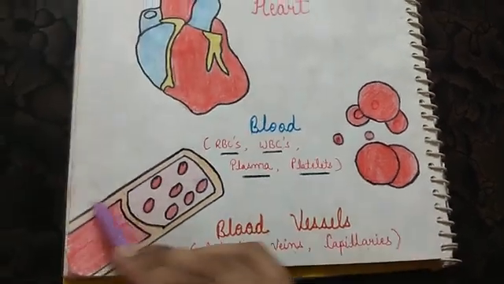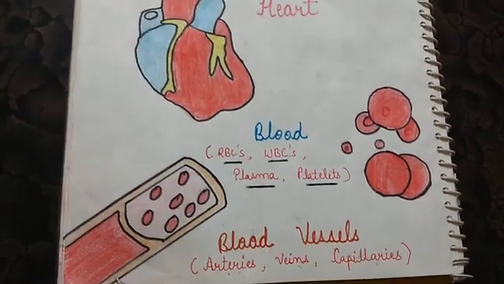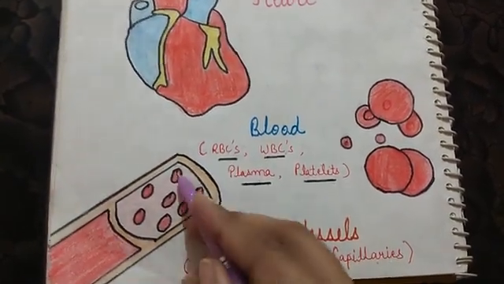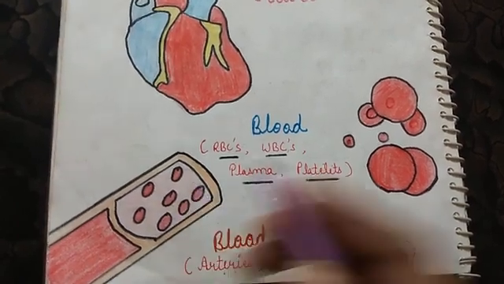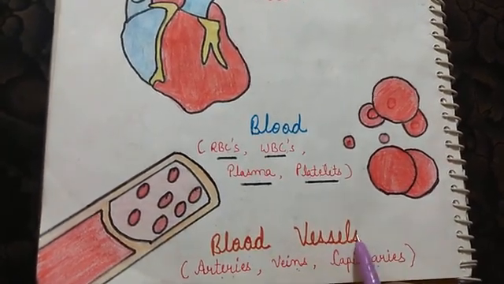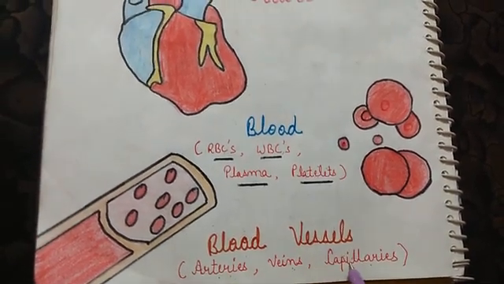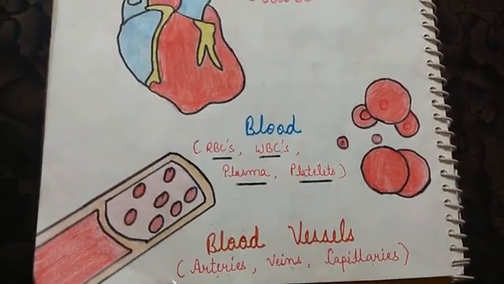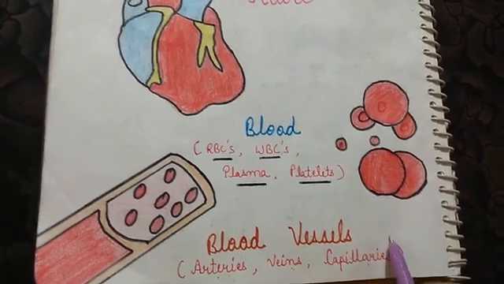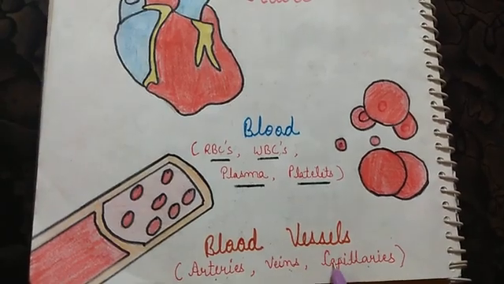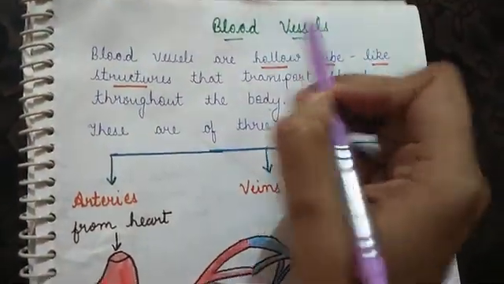And the third component of circulatory system is blood vessels. Here you can see the structure of blood vessels. Now these blood vessels are of three types: arteries, veins and capillaries. So in today's topic, we will study in detail about blood vessels and the three types of blood vessels. So let's see what are blood vessels.